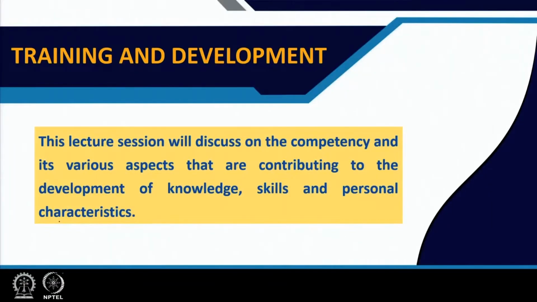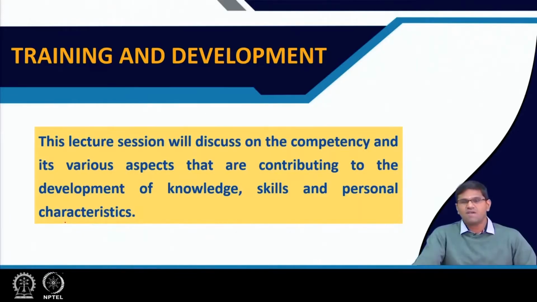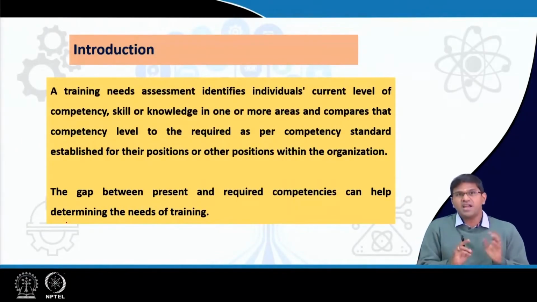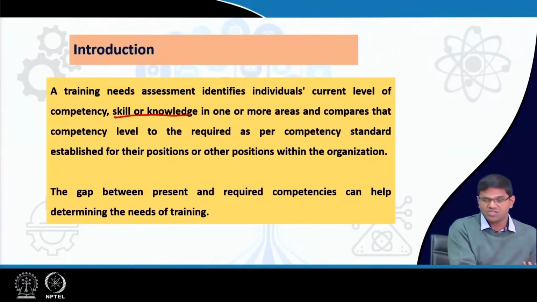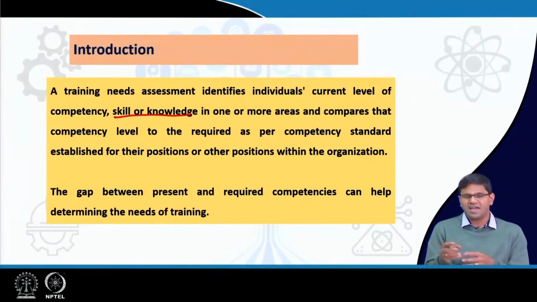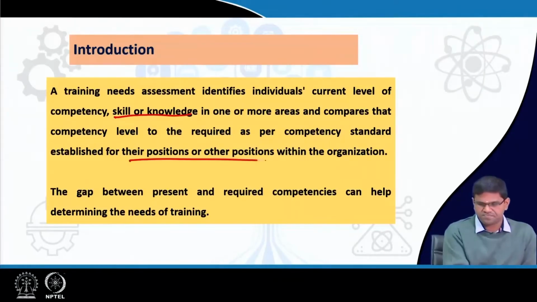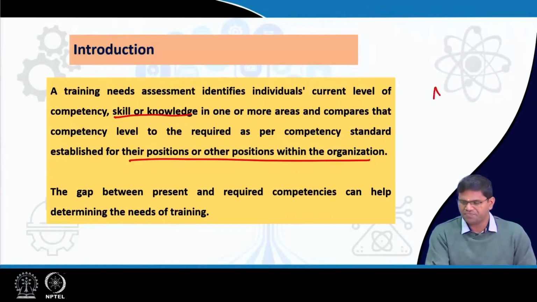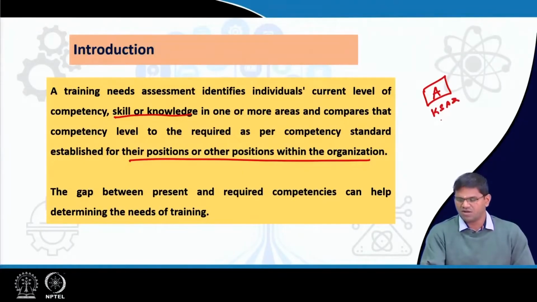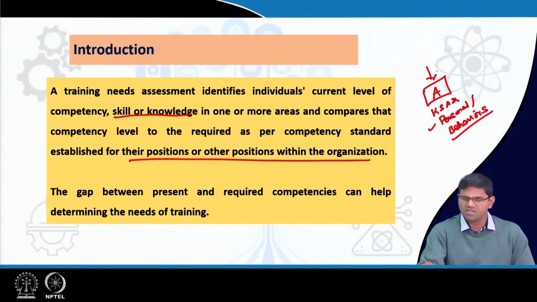As I said, we are going to look at understanding what the competencies are for a specific job role, and how an organization will identify the required competencies to perform it. Training need assessment identifies individuals' current level of competency, which we refer to as skill and knowledge, in one or more areas, and compares it against the required competency as per the competency standard established for the particular position. Let's say this is job A. Job A will list down the KSA, which is knowledge, skill, and personal characteristics or behavioral characteristics. Personal characteristics are behaviors of employees who are performing this particular job.